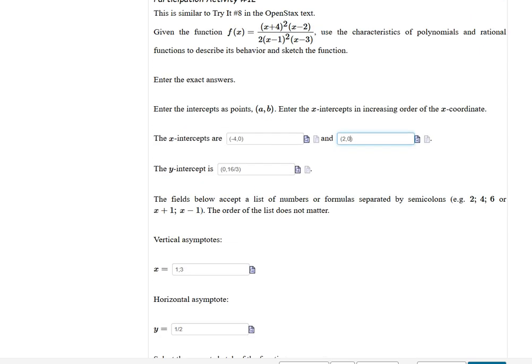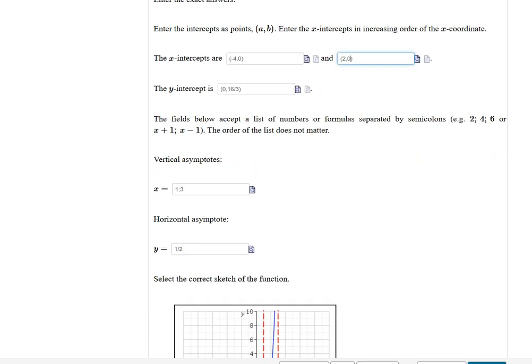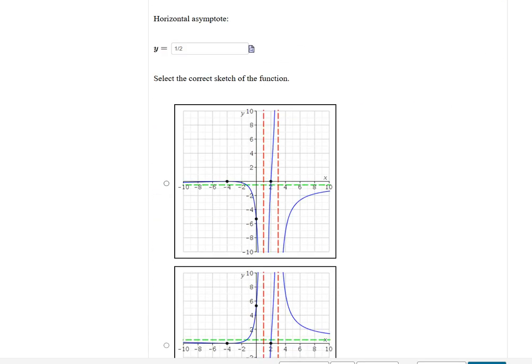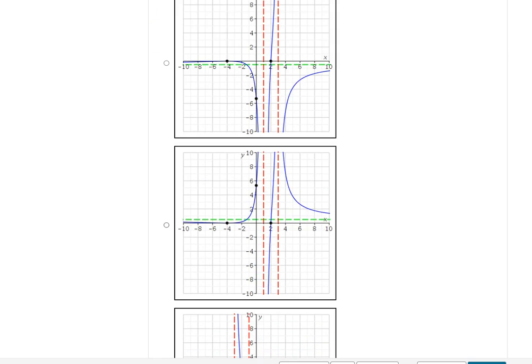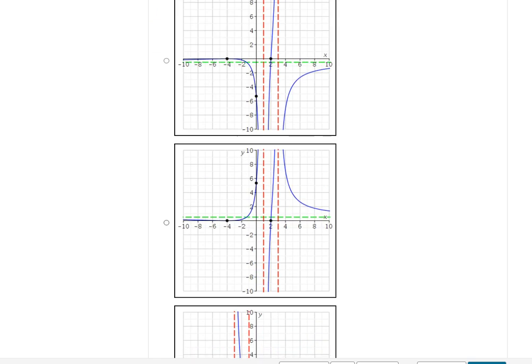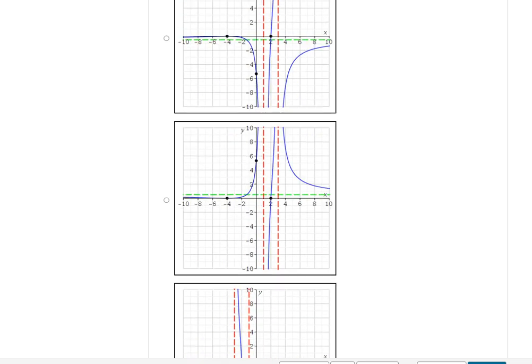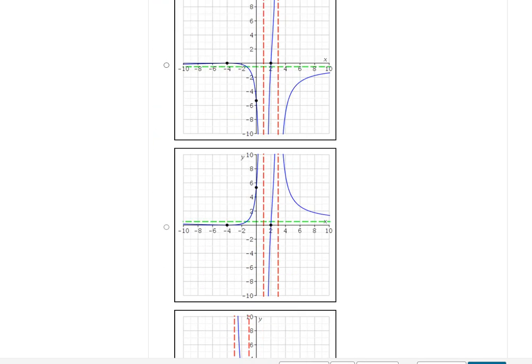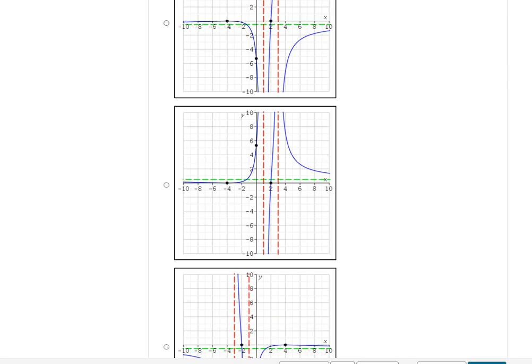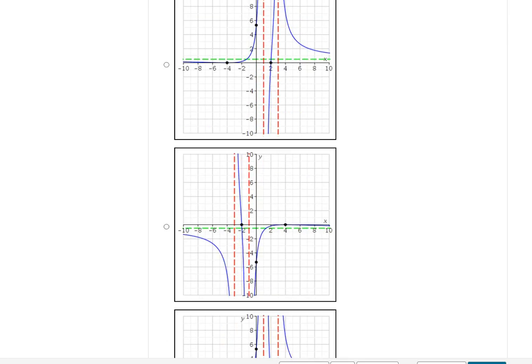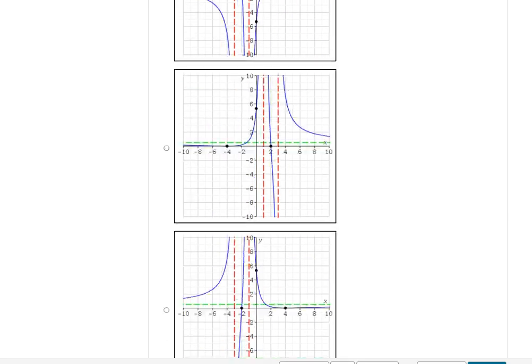Ha! And now, what am I looking for? Oh, vertical asymptotes at 1 and 3. No, that one was out. 1 and 3. Okay. And 1 and 3. Which leaves me with my horizontal asymptote, which was at 1/2. That one's at 1/2. That's at 1/2. 1/2. It's this one.